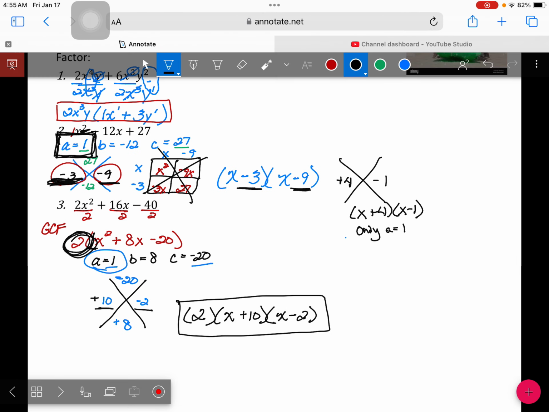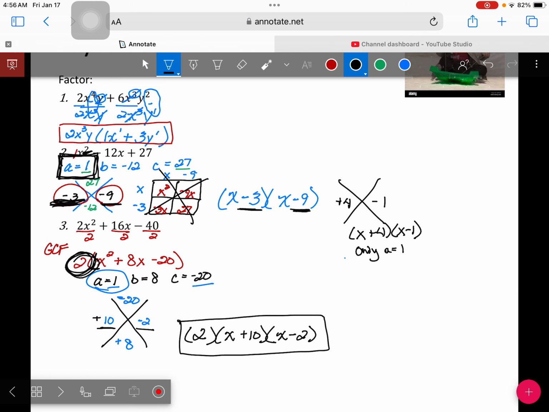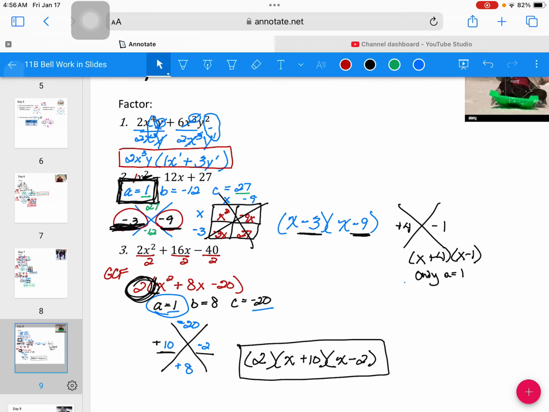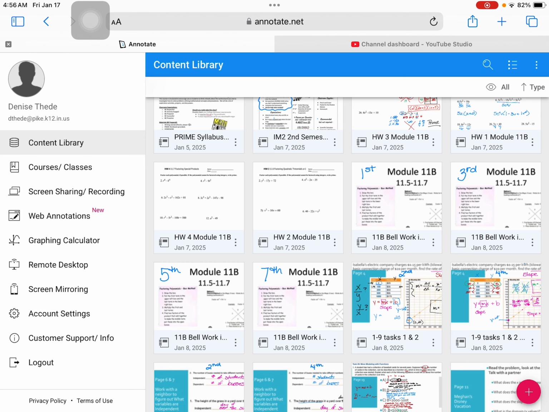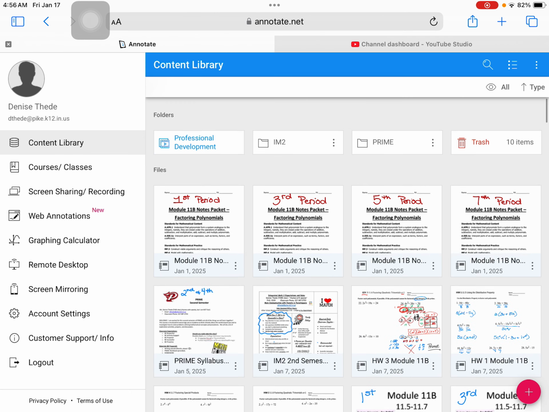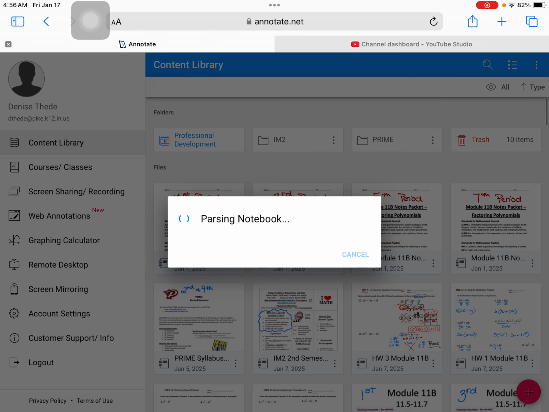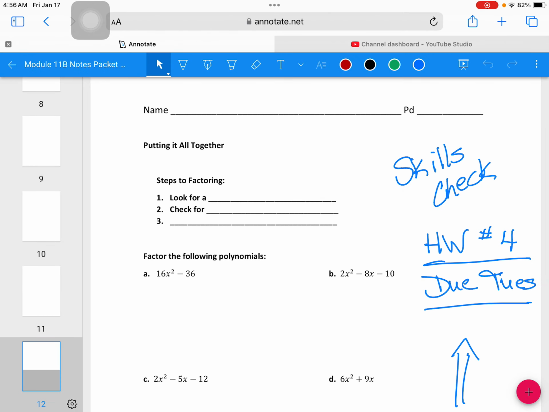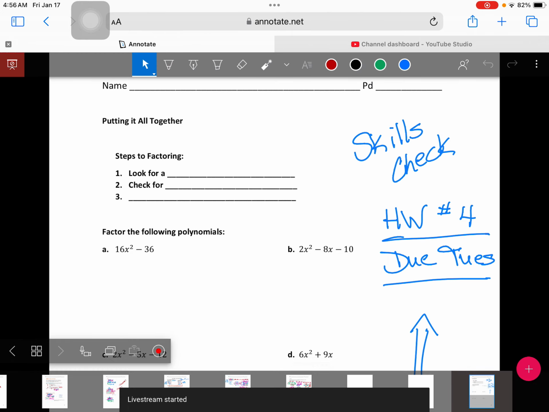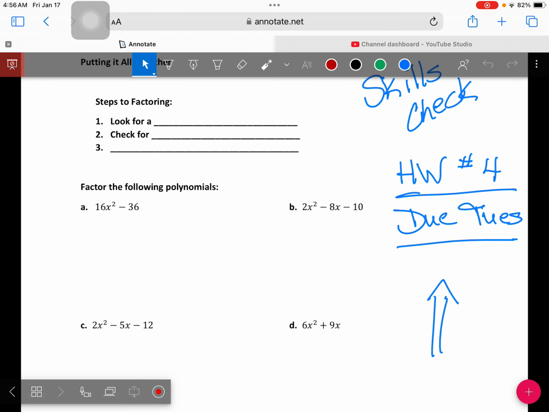All right, let's go right into our notes. And again, if you are watching this on video, you can play it back slower the next time. And keeping in mind we have a skills check today. This is a quick review.